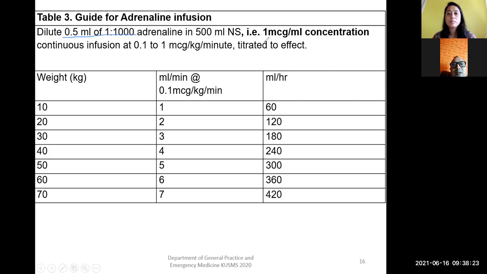So for example, if the patient's weight is 20 kgs, and we are going to start at 0.1 microgram per kg per minute, it will be 2 ml per minute. So that means it will be 120 ml per hour when we infuse at the rate of 0.1 microgram per kg per minute in a 20 kg child. The dilution we have prepared, 120 ml, should be infused over 1 hour. And likewise, we can titrate it up according to the response.